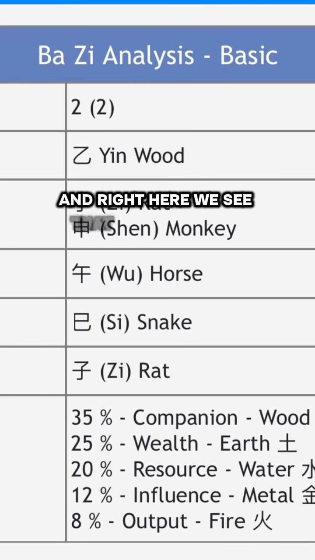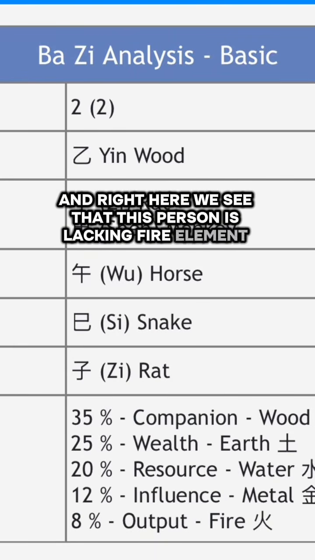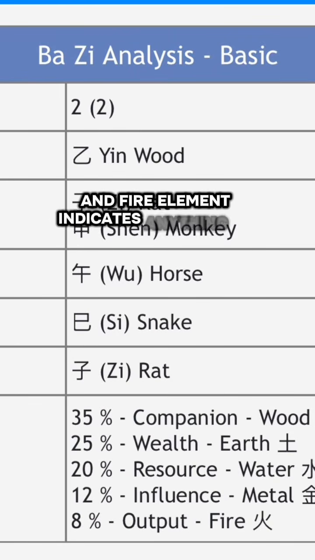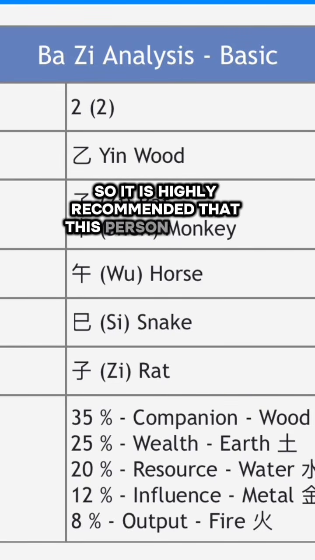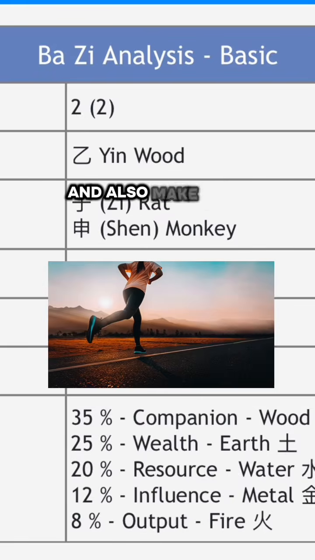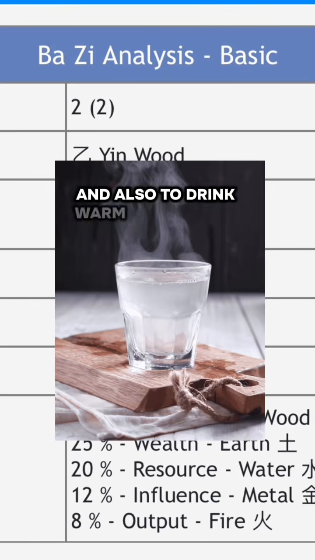And right here, we see that this person is lacking fire element in their chart, and fire element indicates anything cardiovascular or related to your blood. So it is highly recommended that this person do a lot of cardio exercises, make sure their blood is really flowing, and also drink warm water more often.